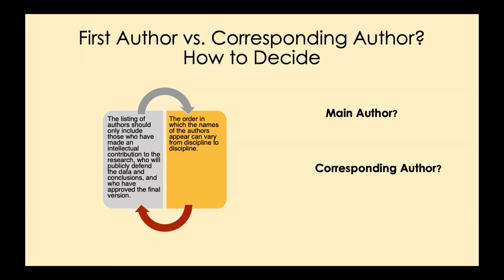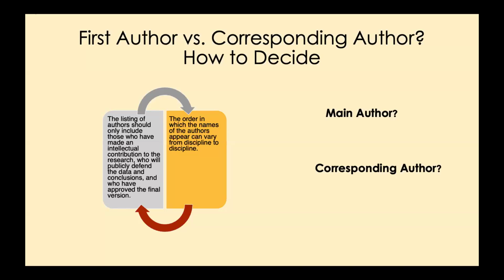Okay, he or she is responsible to run the experiment. He or she is responsible to write up the manuscript. Okay, he or she is the person that works on the data collection, data analysis, and so on. That can be considered a main author.